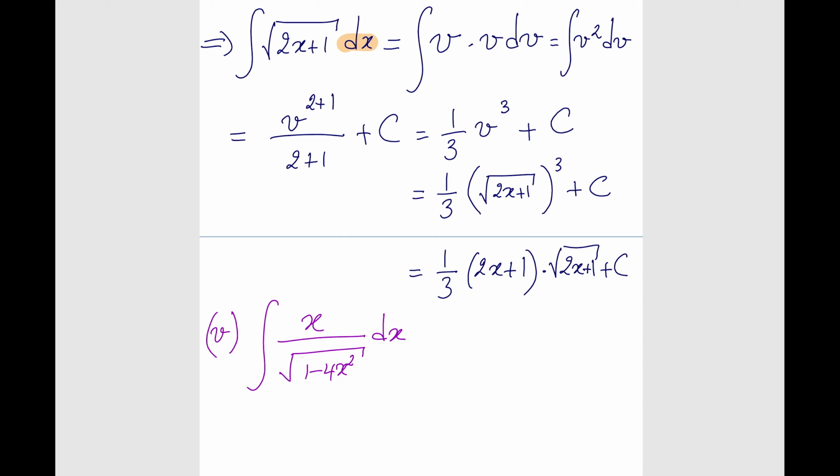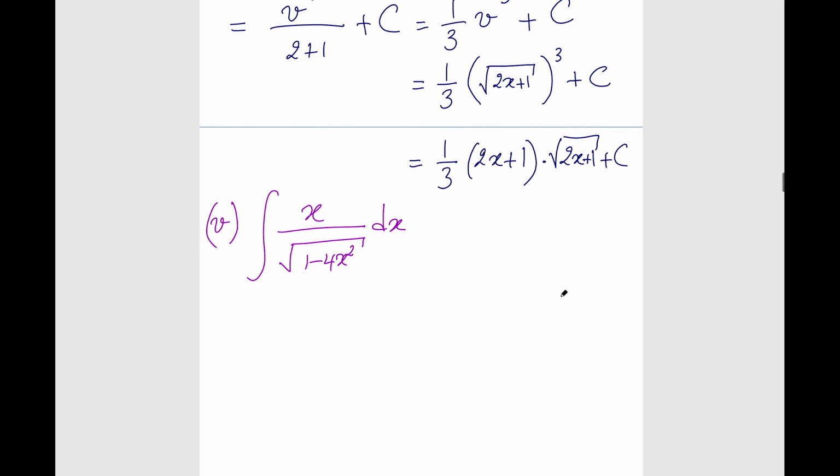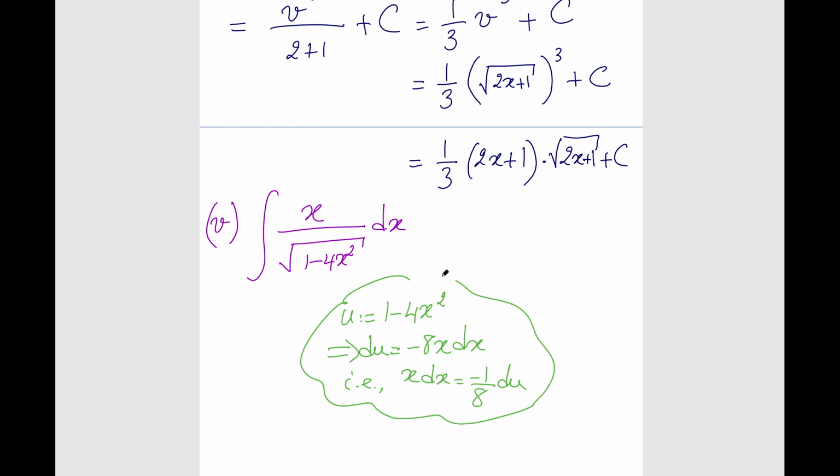So I'm going to substitute 1 minus 4x squared by u. As such, du is equal to minus 8x dx, as we just said, which means the x dx is negative 1/8 of a du. Correct? So that's what's going to happen here. And then what do we have?